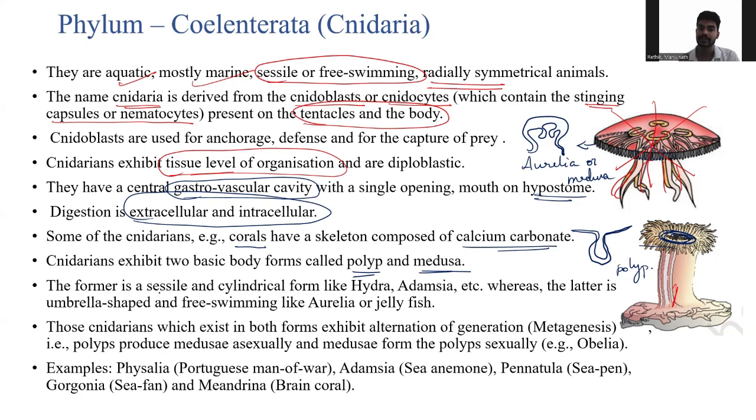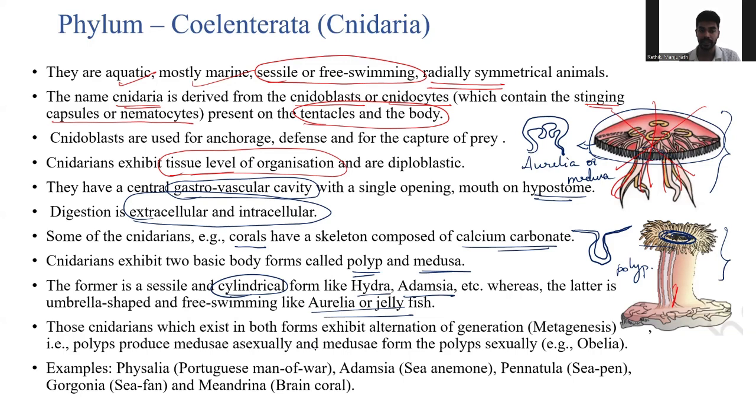The former is a sessile and cylindrical form like hydra. That means when you're talking about the structure, they are either cylindrical, like hydra, adamsia, etc. Whereas the latter is an umbrella-like, free-swimming structure, like you will see in Aurelia or jellyfish. So this is all about the structure.